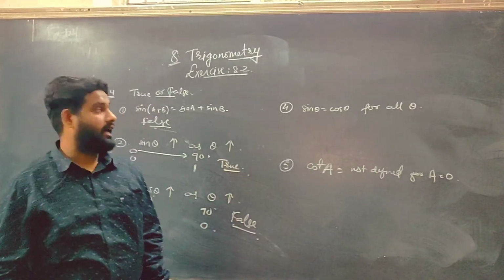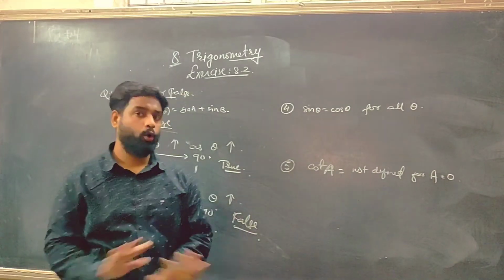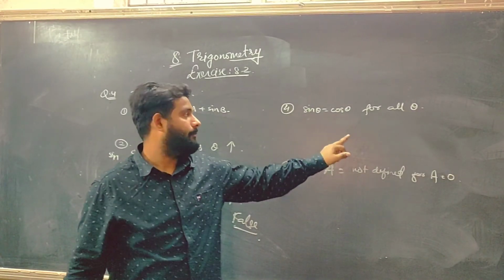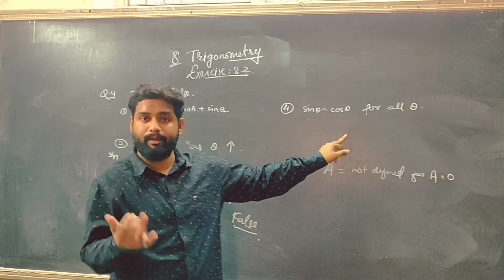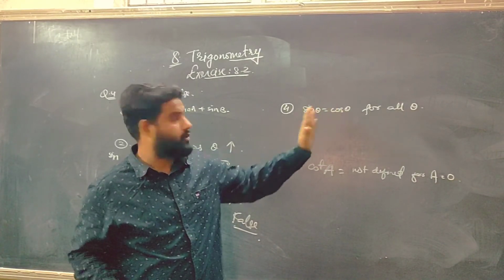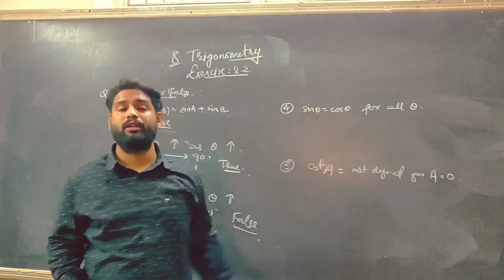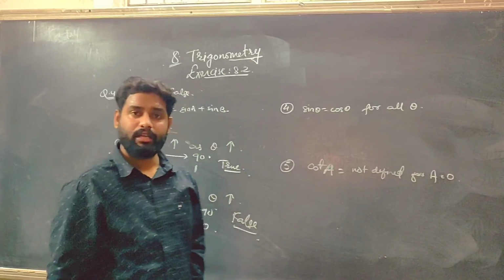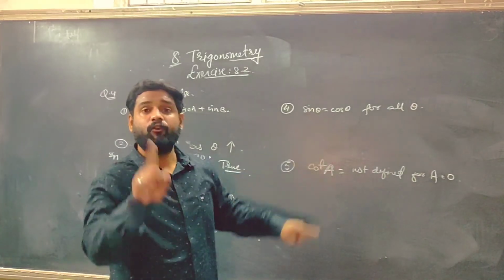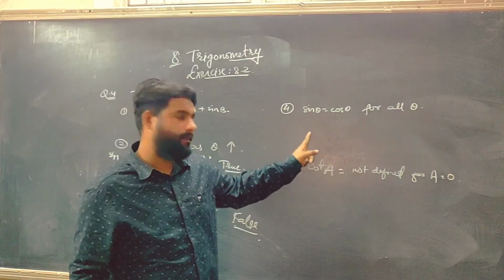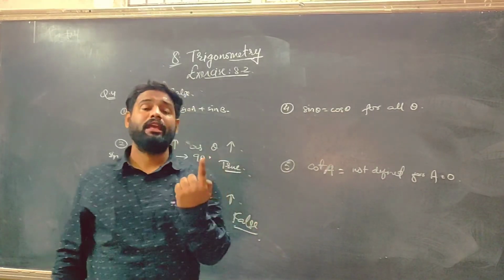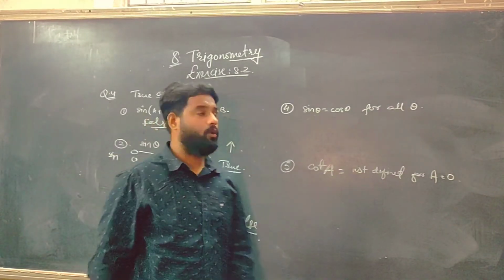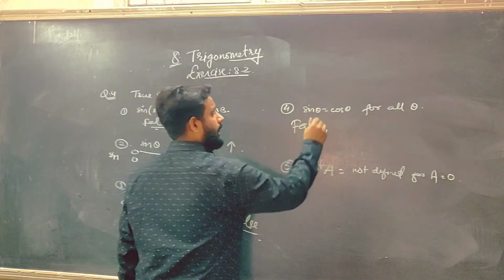Sin theta and cos theta are equal for all theta. No, not at all. If I put sin 30, I'll get half. If I put cos 30, I'll get root 3 by 2 from the table. So they are not equal for all theta. Yes, they are equal for one theta in your chapter. If theta is 45, sin 45 is 1 by root 2 and cos 45 is 1 by root 2. So they are equal for one and only one value, that is theta equal to 45. They are not equal for all values. So the answer is false.